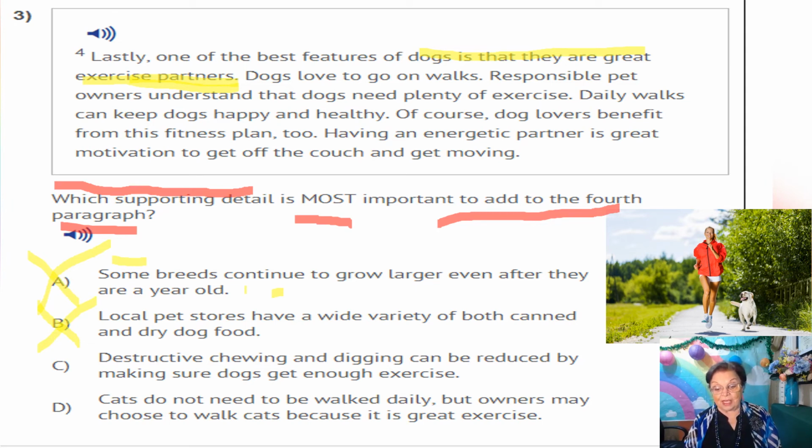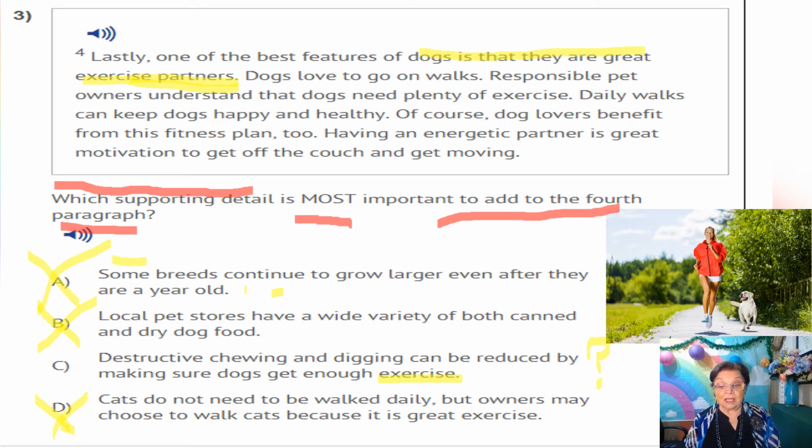Destructive chewing and digging can be reduced by making sure that dogs get enough exercise. Well, at least there's the word exercise in that one. I'm going to put a question mark by it. Cats do not need to be walked daily, but owners may choose to walk cats because it's great exercise. Are we talking about cats? No.